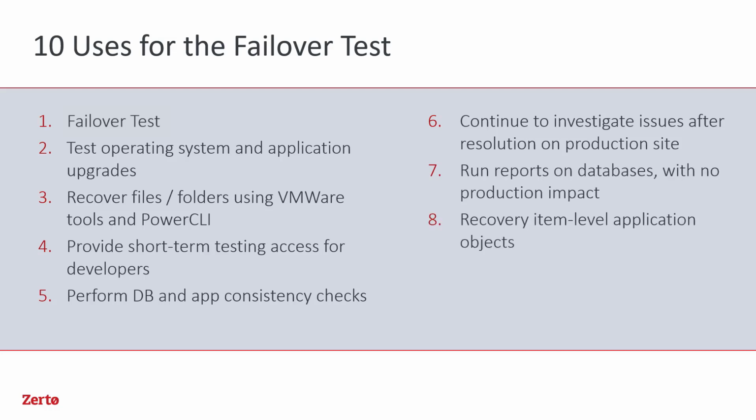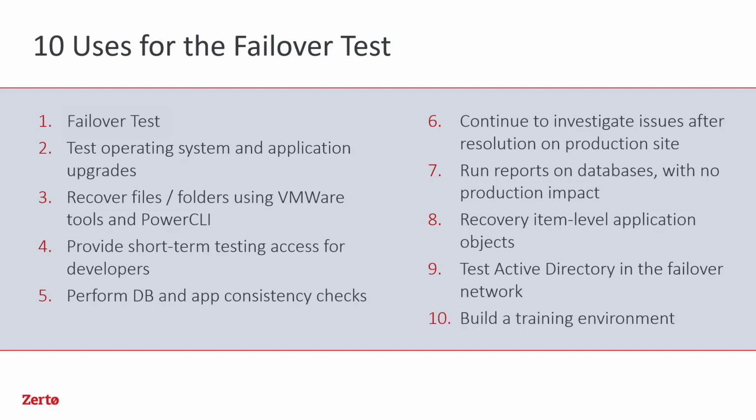Recover item-level application objects such as individual emails from Exchange or tables from a database using native application tools after a failover test. Bring up a copy of up-to-date Active Directory services in the failover test network for use with VMs that require Active Directory for a successful failover test. And dynamically build a complete training environment with the ability to use an up-to-date copy of data with no changes made in production.